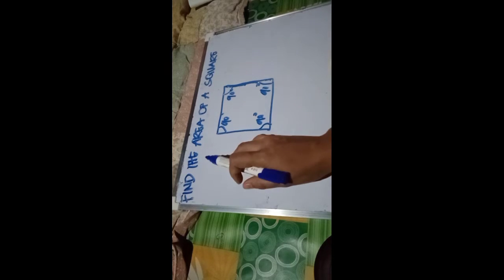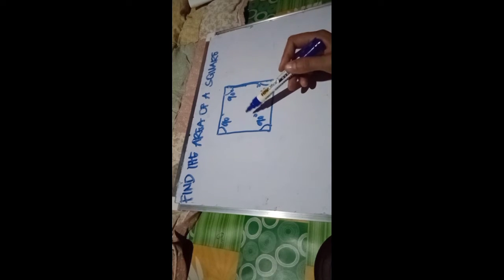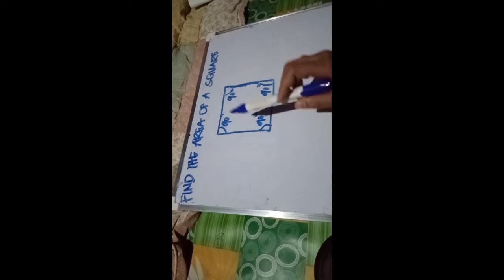So now find the area of a square. A square is a closed two-dimensional shape with 4 equal sides and 4 equal angles. The 4 sides of the square form the 4 angles at the vertices. The properties of the square: the opposite sides are parallel, all 4 sides are equal, and all angles measure 90 degrees.